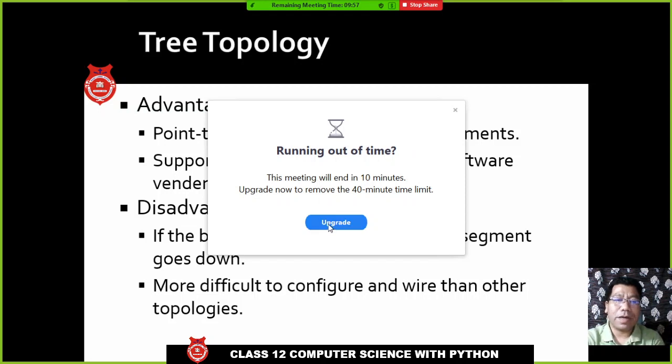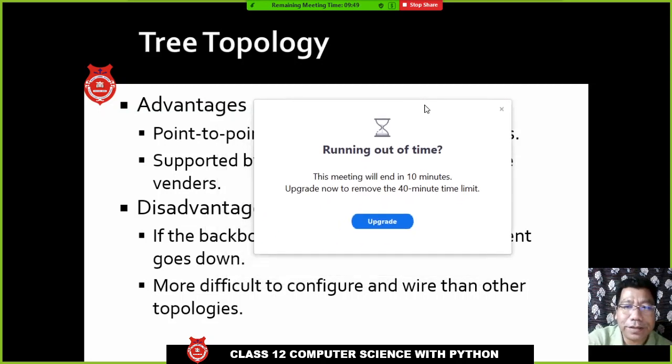Wow, I am almost running out of time in my Zoom. I thought that I was having 40 minutes time. No, more than 40 minutes time.